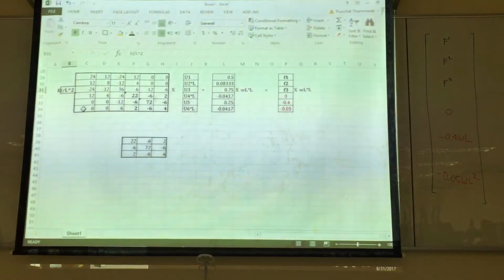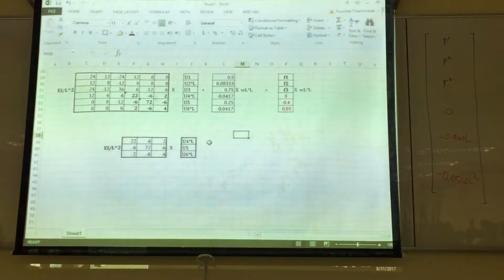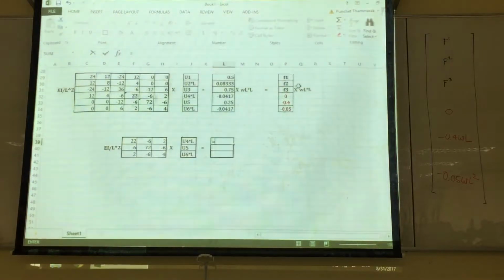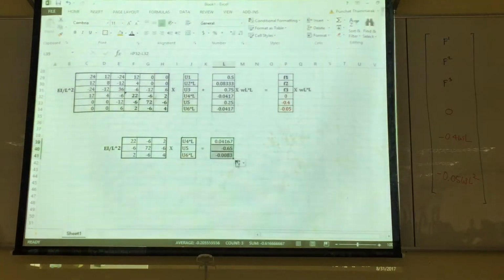How could structural analysis be this casual? It looks so easy. Just put things in there.